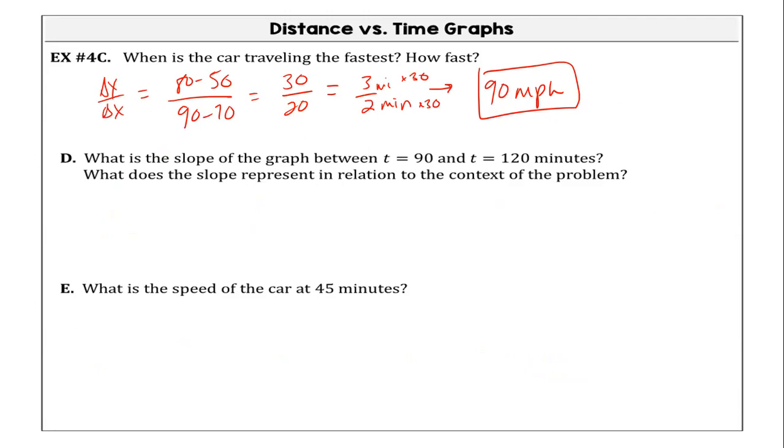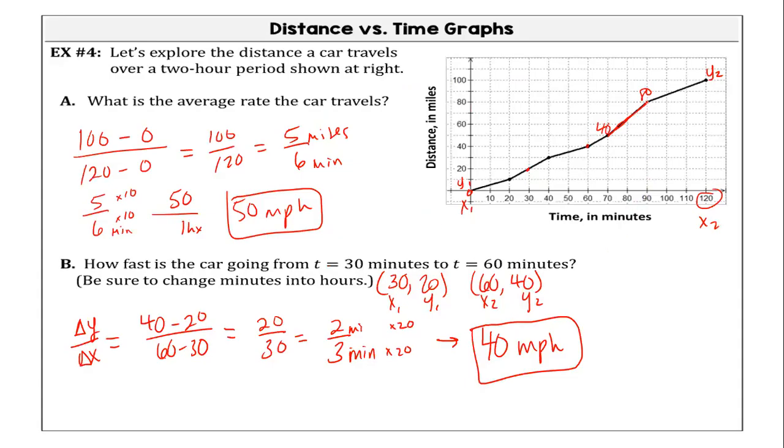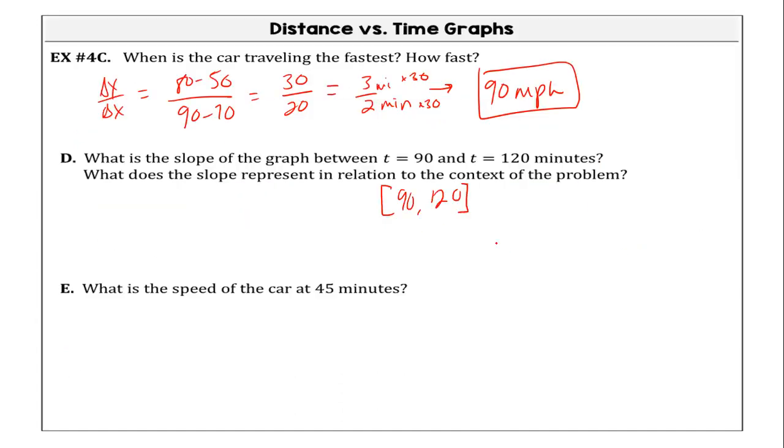Okay. Now, it says, what is the slope of the graph between t equals 90 and t equals 120? I told you to work through that and try to work that on your own. So this is telling you your interval is from 90 to 120, right? I'm finding the slope on this interval. So when I look from 90 minutes to 120, I'm at 80, and then the output here is 100, right?